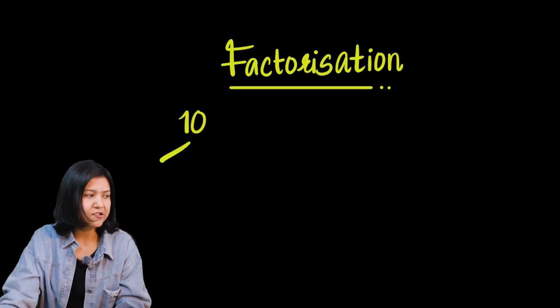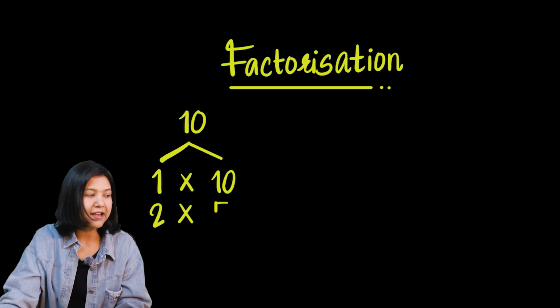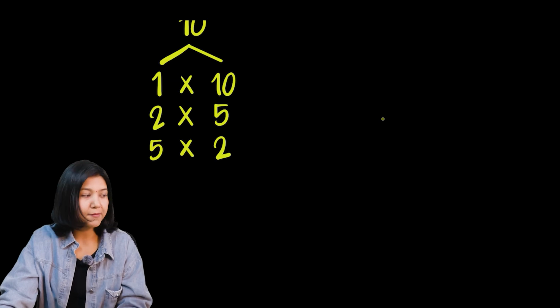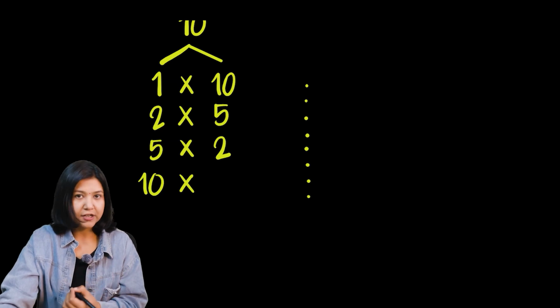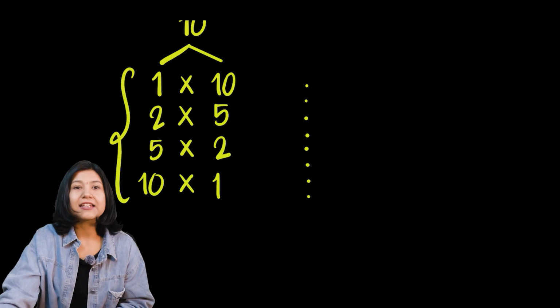If I have 10 candies to arrange, I can arrange them in a single row, where I have 10 candies all in a single row, right? Or if I keep 2 rows, then I can have 2 rows of 5 candies each. Or if I have 5 rows, I can have 2 candies in each row. Or I can have 10 rows, with 10 candies arranged vertically like this in 10 different rows. So 10 into 1. These are the 4 ways I could keep my 10 candies.